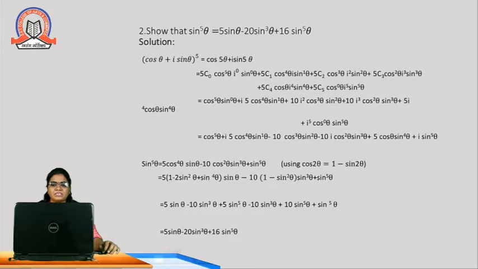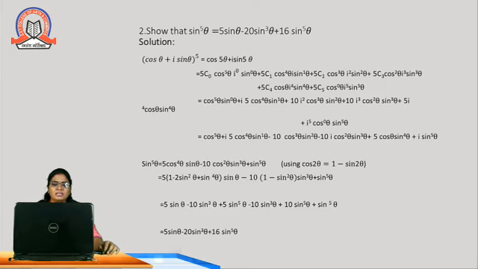sin^5 θ = (5 sin θ - 20 sin^3 θ + 16 sin^5 θ) as given. Similarly, taking the expression (cos θ + i sin θ)^5 = cos 5θ + i sin 5θ using De Moivre's theorem, expressing the binomial expansion and substituting the values of 5C0, 5C1 and so on, and i^0, i^1, we get cos^5 θ + i 5 cos^4 θ sin θ - 10 cos^3 θ sin^2 θ - 10 i cos^2 θ sin^3 θ + 5 cos θ sin^4 θ + i sin^5 θ.